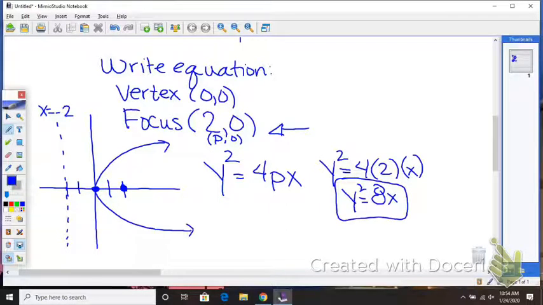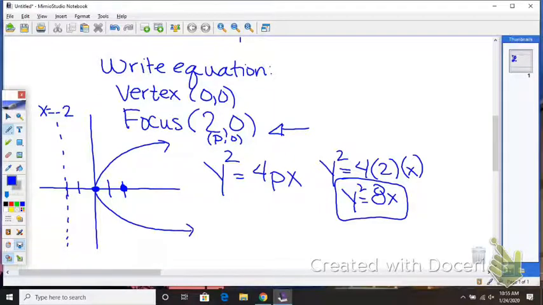That's the answer. Wait, what's the answer? Y squared equals 8x. So you always look at the focus for the p. Focus is always either p, 0 or 0, p. The reason I plotted this is because then it shows you which equation you're using, x squared or y squared, because your parabola is opening.